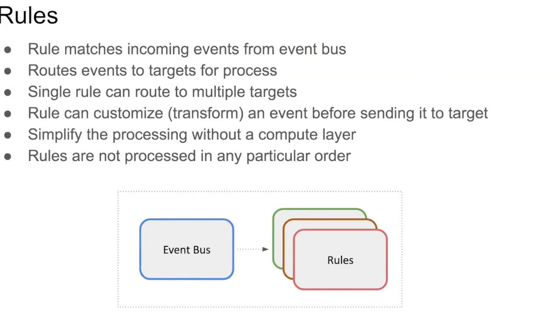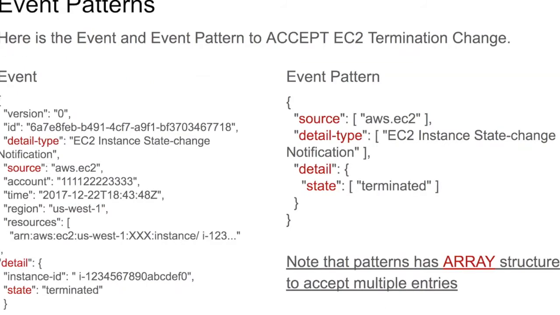Rules also have other properties to transform. You can do the transformation and then point to your target. Each rule can point to up to 5 targets, so you can do fan-out, which SNS can also do, although SNS fan-out is much larger in size. Here an EventBridge rule has a capacity of only 5 targets, and you can do the filtering as well as the transformation without any compute layer in place.